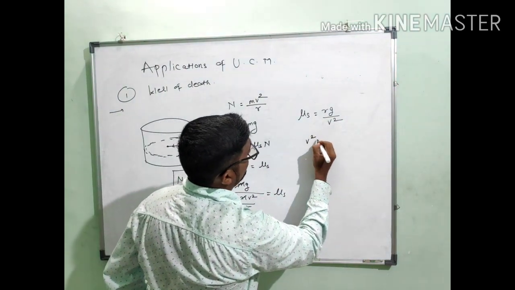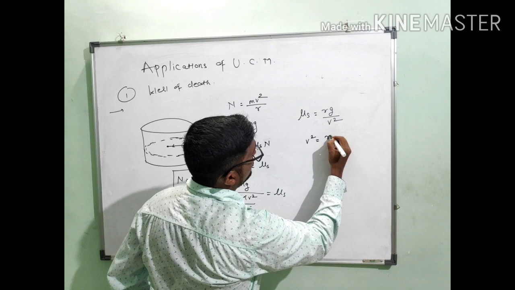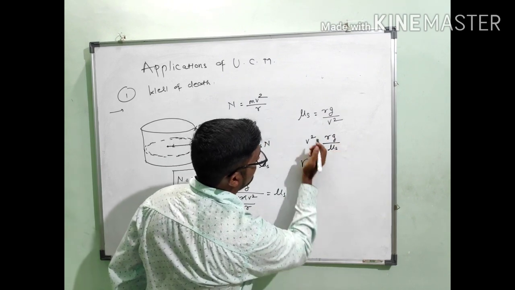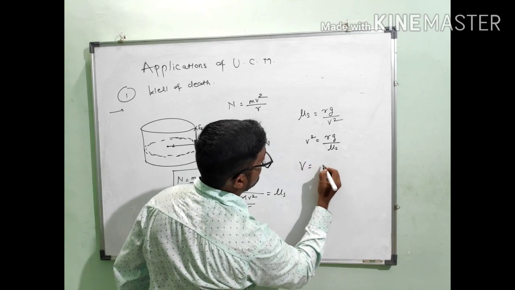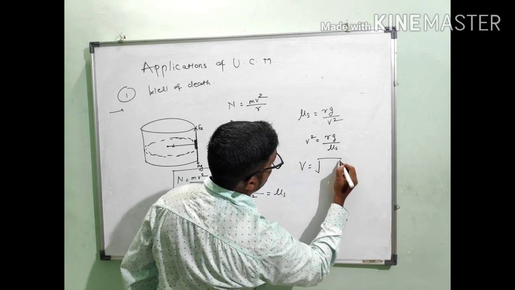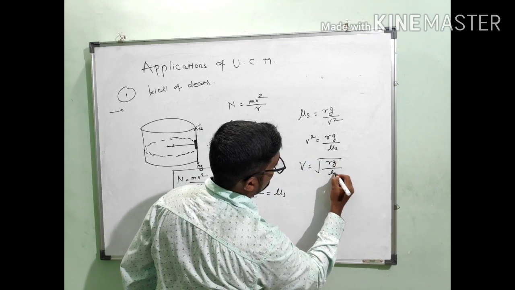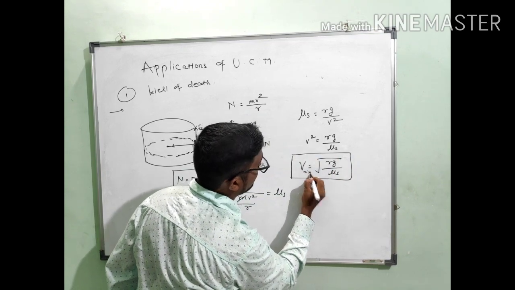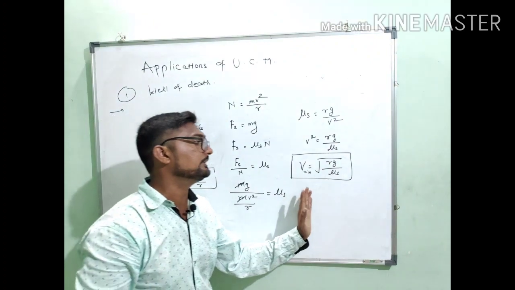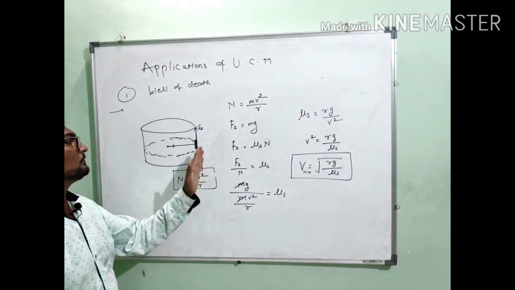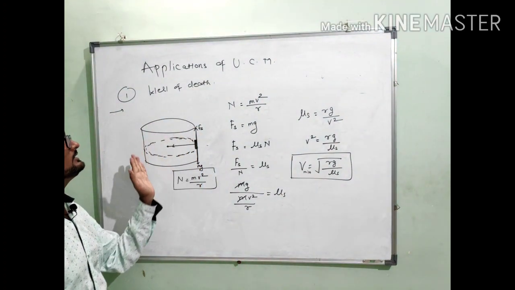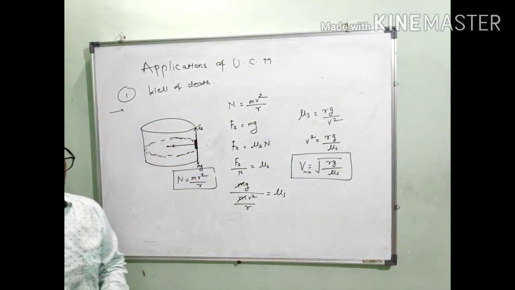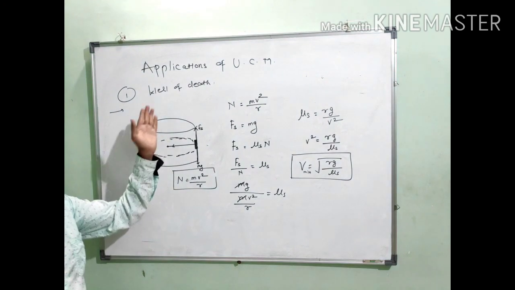So v square is equal to rg upon mu s. So v is equal to under root rg upon mu s, and this is the minimum velocity or minimum speed with which we can circulate in this well of death.